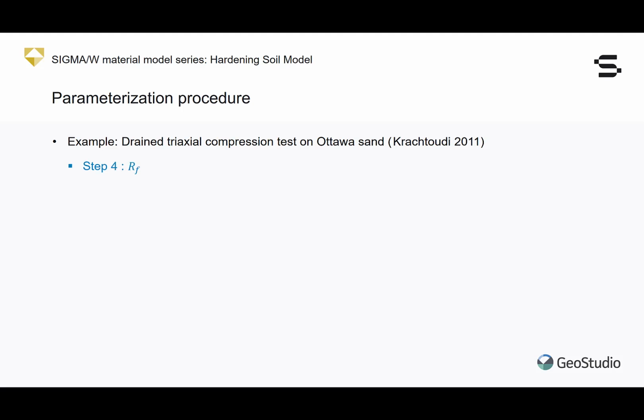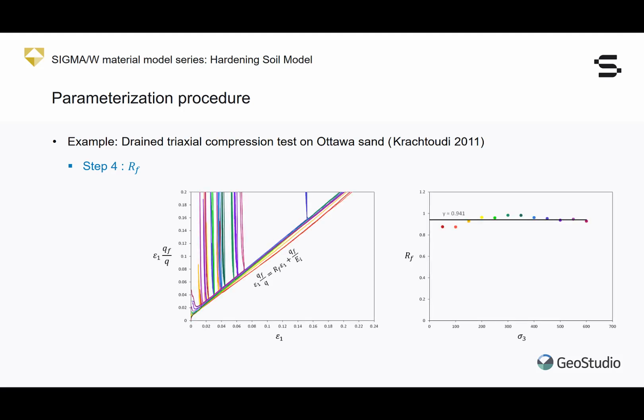The failure ratio R subscript F is calculated at the fourth step. The linear projections of the hyperbolic curves are shown in the suggested space in the left graph. The near vertical branches of these curves represent unloading-reloading phases where Q approaches 0, causing the ratio of QF over Q to approach infinity. These near vertical branches are not included in the calculation of RF. Rather, it is the sloping portions of the curves that are described by the equation of a line, where the slope of each line is R subscript F.